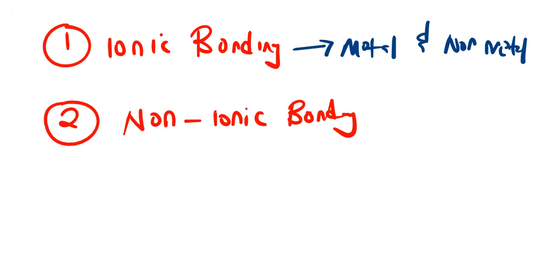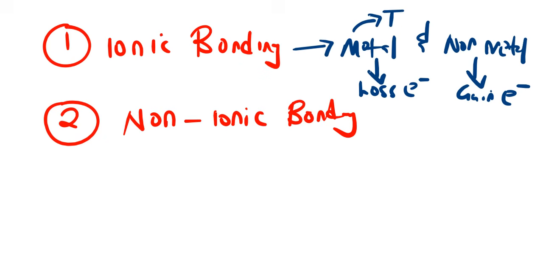Okay, so metals themselves, they tend to lose electrons. On the other hand, non-metals, they gain electrons. Therefore, this kind of bonding usually involves the transfer of electrons, and this is very important as far as this topic is concerned.